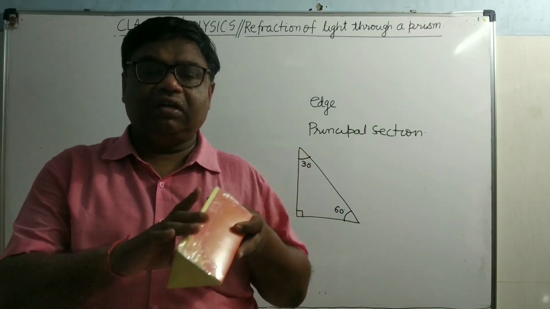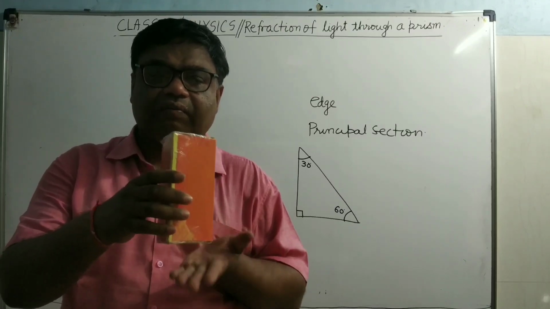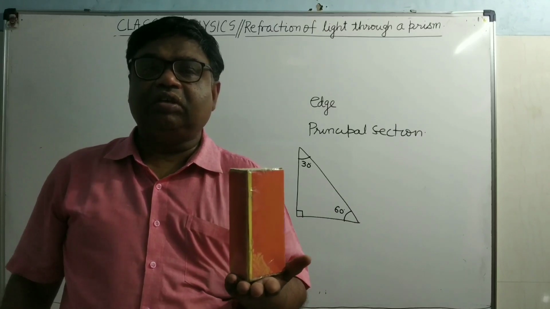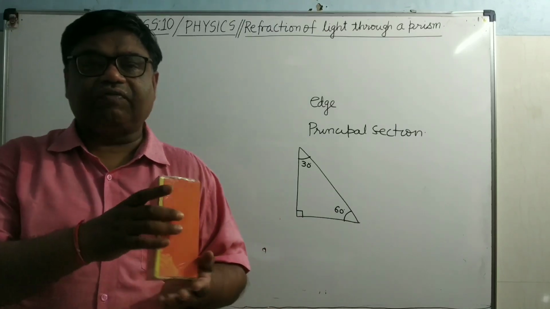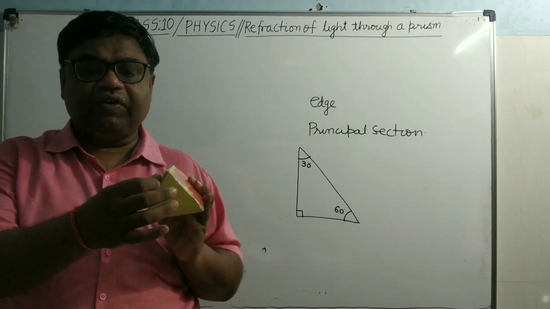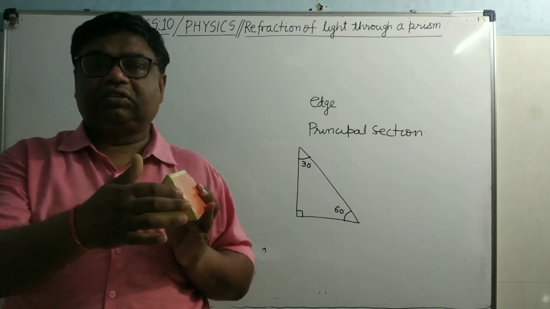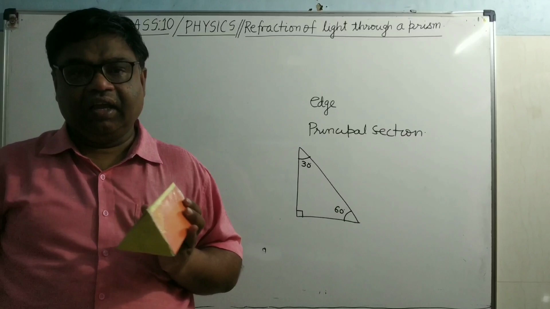What is the function of the triangular part? This triangular part acts as the base of the prism. The angle between these two refracting faces is known as the angle of prism. It's known as the refracting angle.